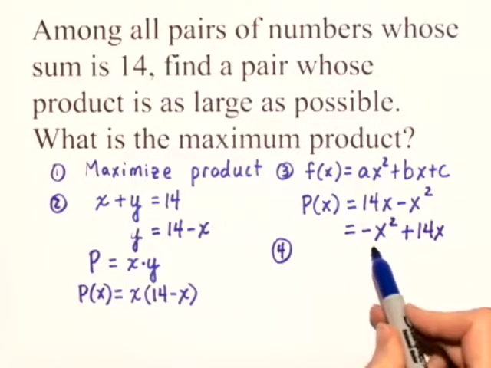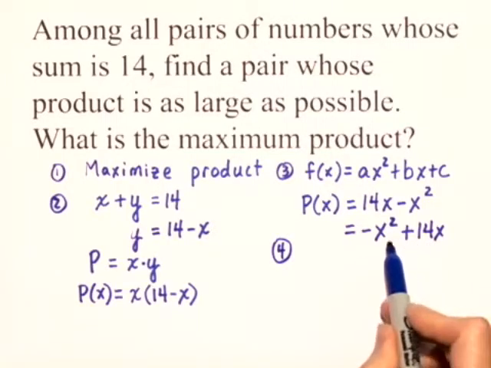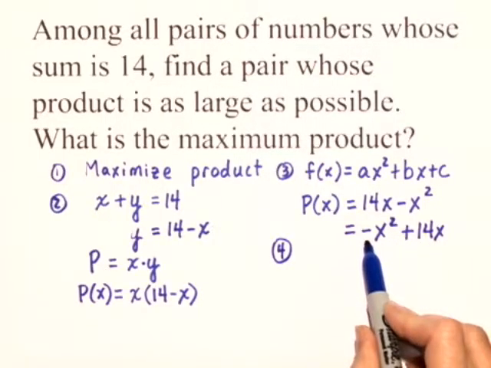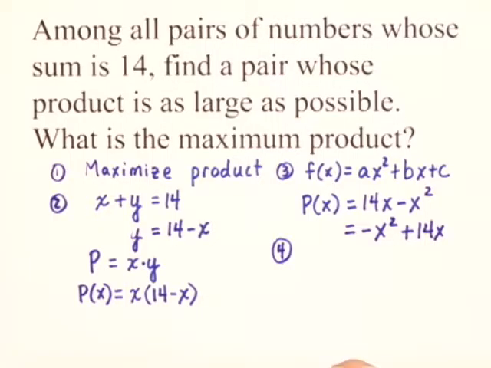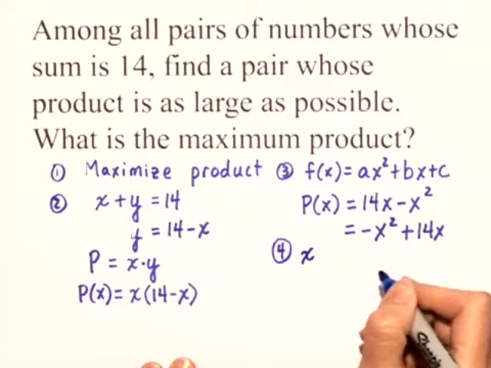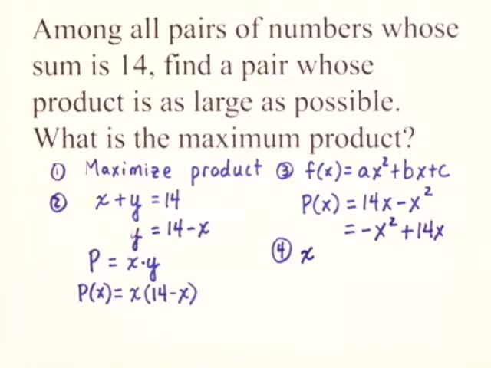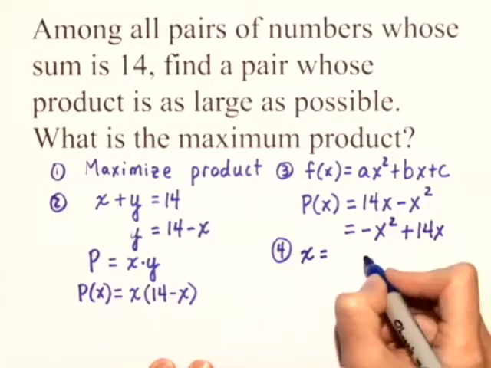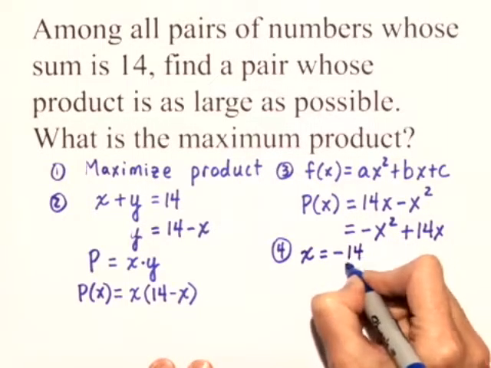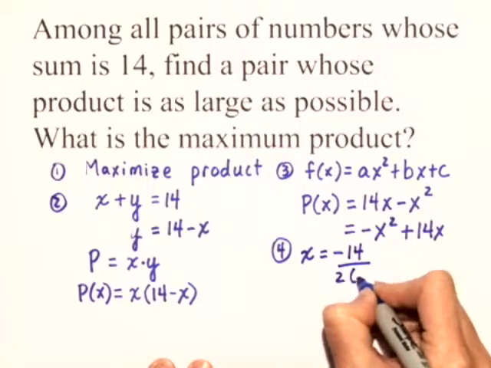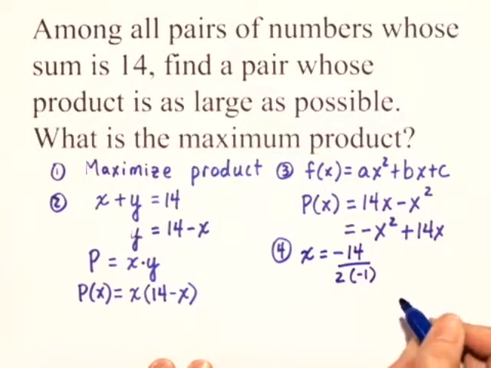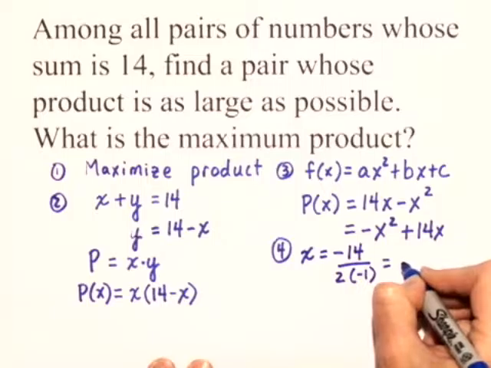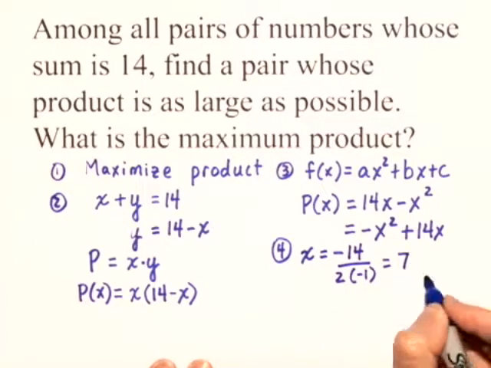Because our function is really a quadratic function, and since our leading coefficient a is less than 0, that means it's a quadratic function or a parabola that opens down, and it does have a maximum value. The maximum value occurs at the x value of the vertex. x is equal to negative b, in this case 14, over 2 times a, which is negative 1. So in this case, x is equal to positive 7.